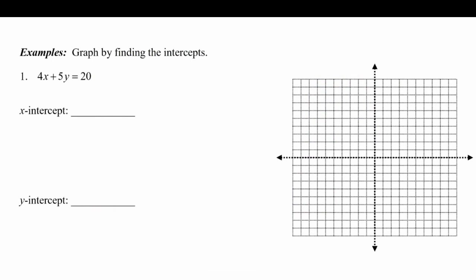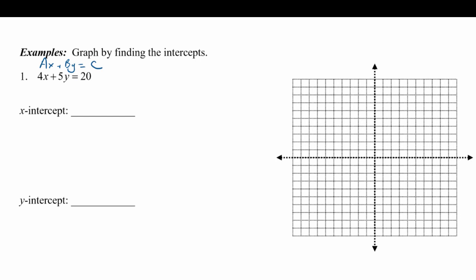Okay, so take a look here. It says graph by finding the intercepts, and it gives us the equation 4x plus 5y equals 20. Do you recognize that as being in our standard form, ax plus by equals c? Beautifully in standard form, right?